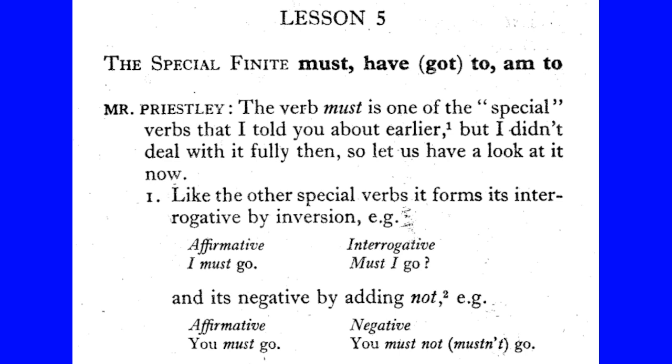1. Like the other special verbs, it forms its interrogative by inversion. For example, affirmative: I must go. Interrogative: must I go? And its negative is formed by adding not. For example, affirmative: you must go. Negative: you must not, mustn't, go.